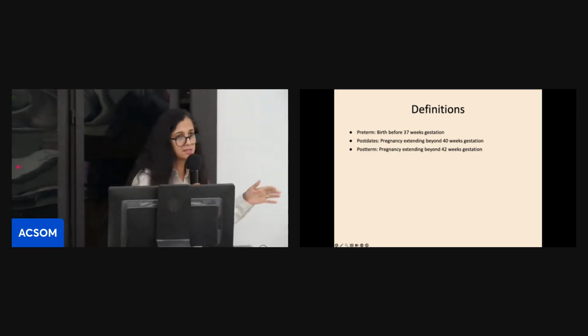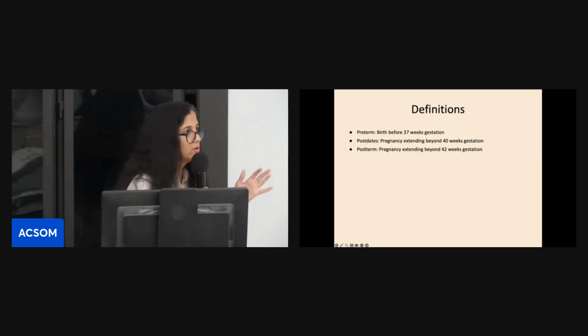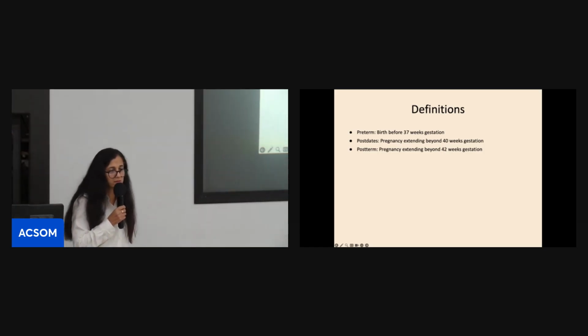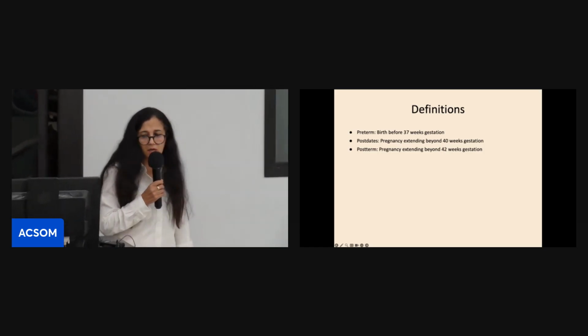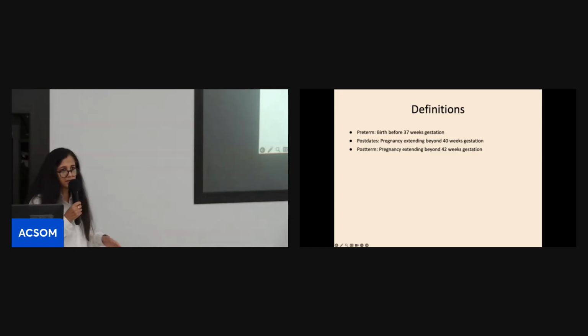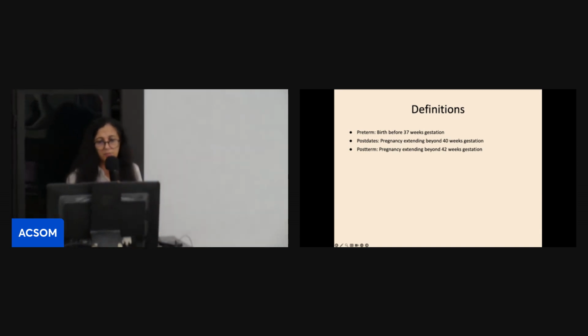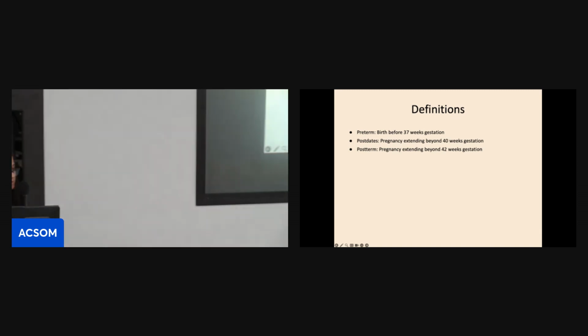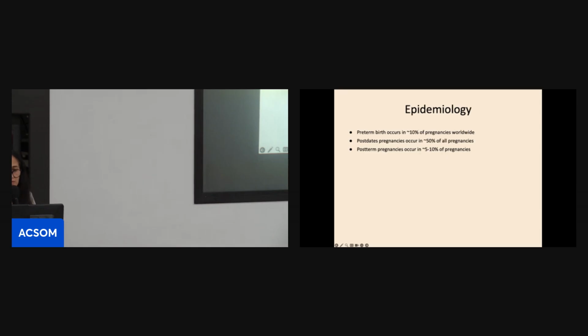Postdates is any pregnancy that goes beyond 40 weeks. We know prima gravidas will statistically go about 4 or 5 days over their due date. That's normal. It's normal to have a post-dates pregnancy. Remember when we talked about dating, only 5% of babies are born on their due date. Post-term is then any pregnancy extending beyond 42 weeks.